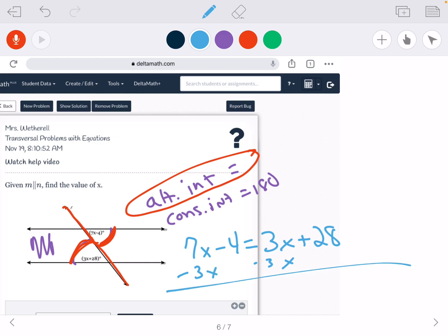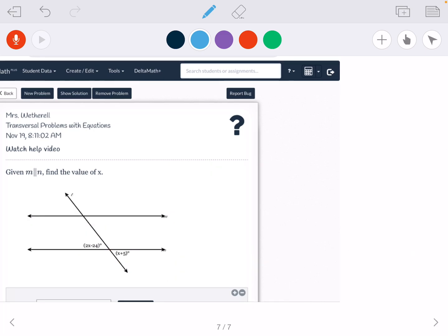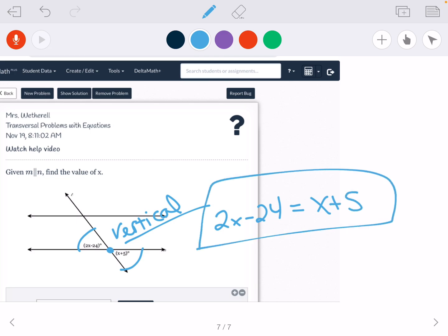Solve for x. And then the last one that you have, these are on the same parallel line. They share the same vertex, meaning that they are vertical. So vertical angles, they are congruent to each other. So 2x minus 24 equals x plus 5. Solve that equation for x.